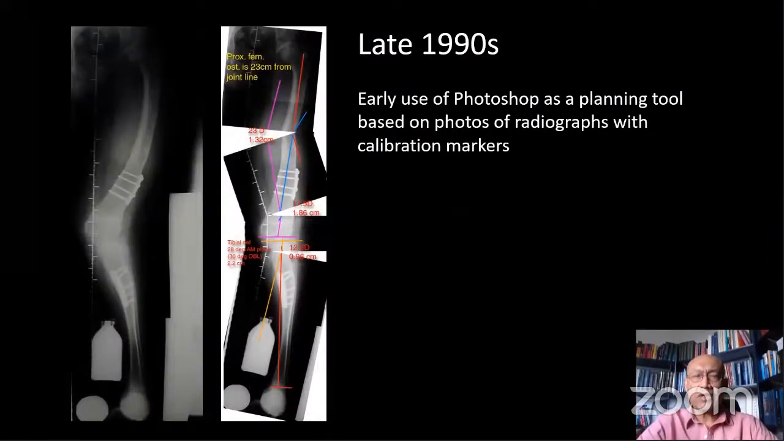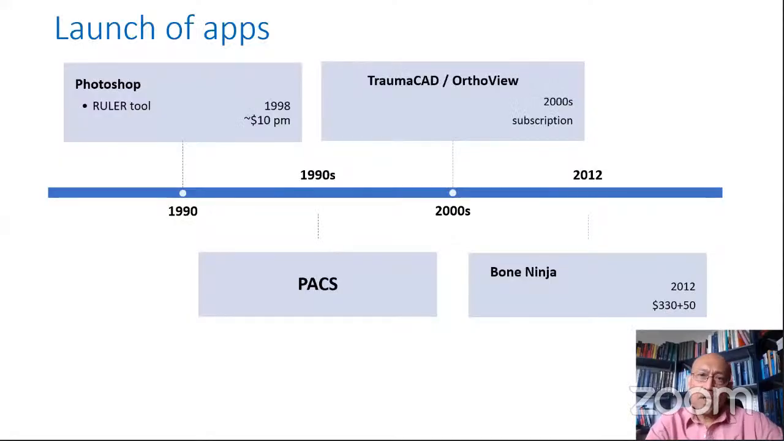Photoshop introduced a ruler tool in the 1990s, and that was the beginning of using a publicly available software to enable deformity analysis and simulation of correction. So while the ruler tool in Photoshop allowed these measurements to be done on digitized images of traditional hard copy films, it was the introduction of a picture archiving system, PACS, in the 1990s that really allowed us to move forward with digital manipulation of radiographs.